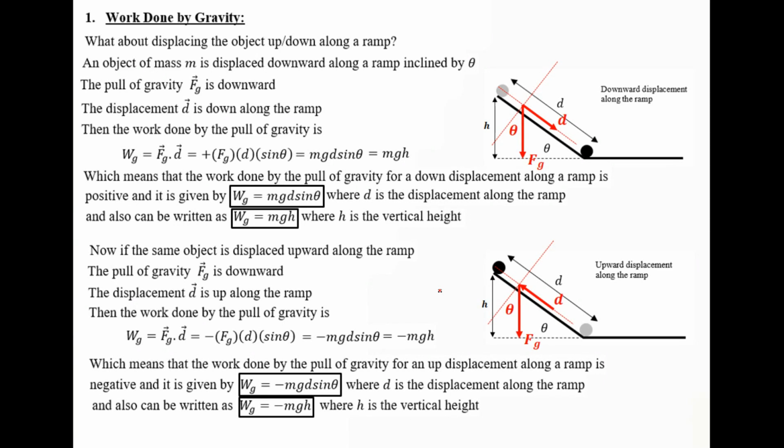If it's displaced up the ramp, that would be minus mgh, where h is the vertical height, or minus mgd sine theta, where d is the displacement along the ramp and theta is the angle of inclination. Now section 2, work as area under a curve.